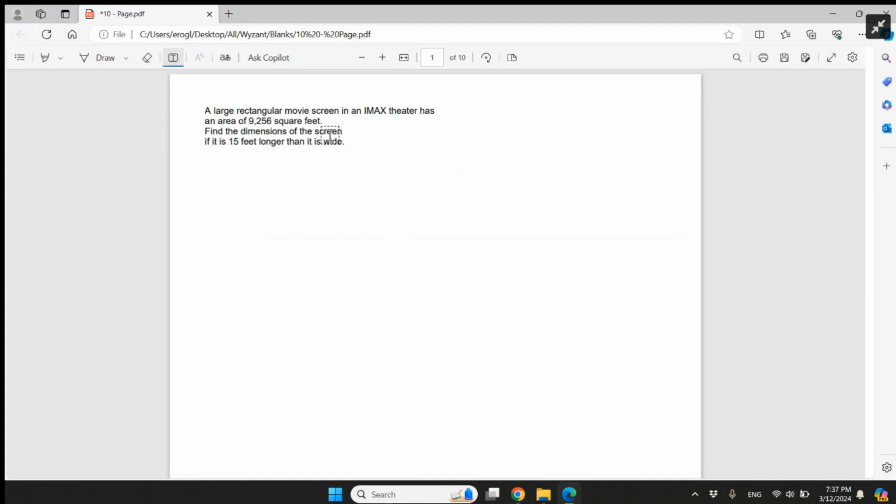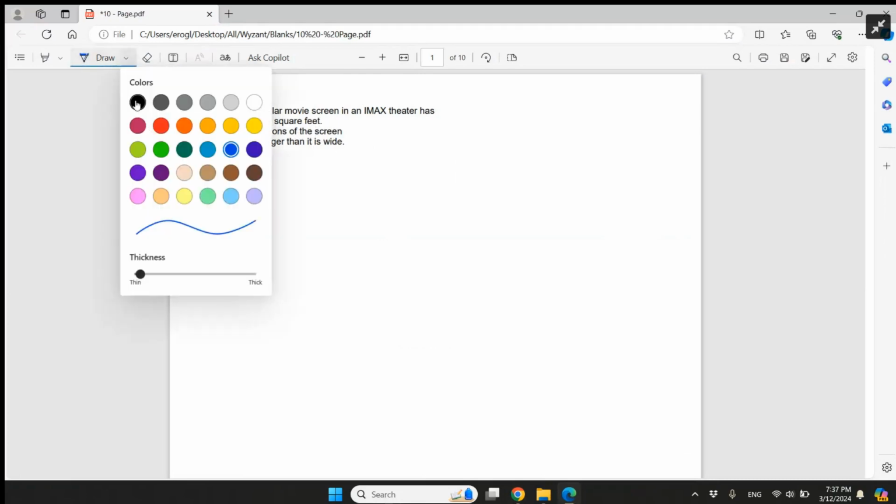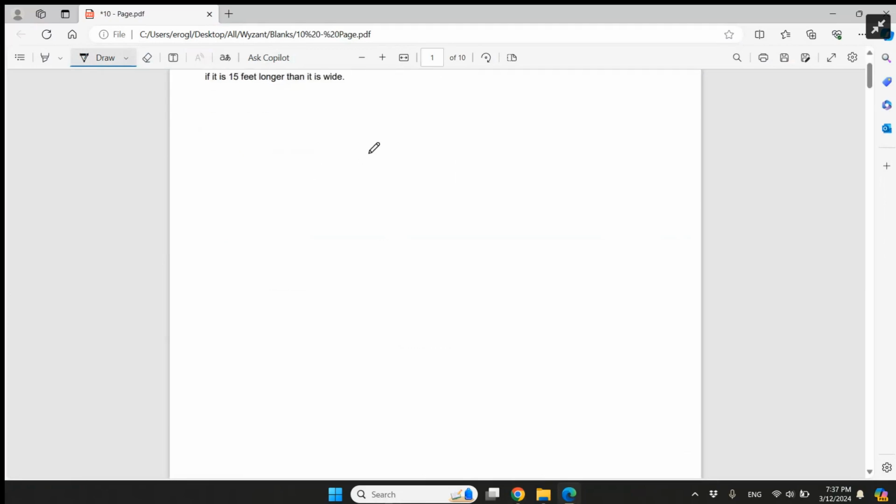The question is, as you can see on the screen, a large rectangular movie screen in an IMAX theater has an area of 9,256 square feet. Find the dimensions of the screen if it is 15 feet longer than it is wide. So it might help to make a little picture.